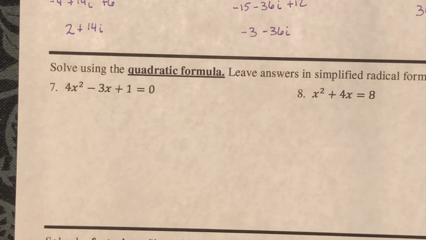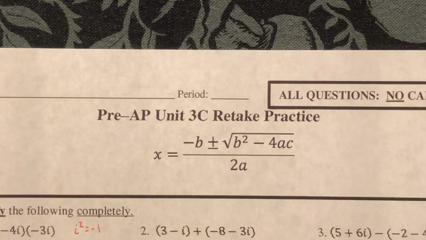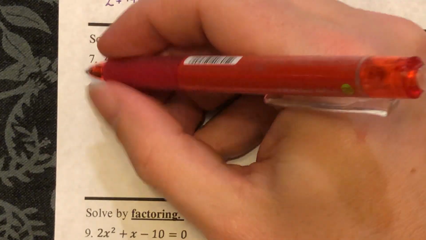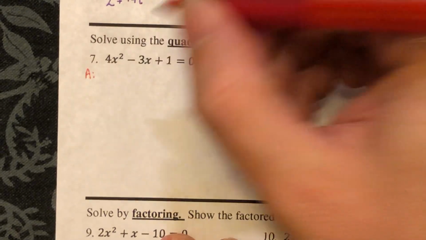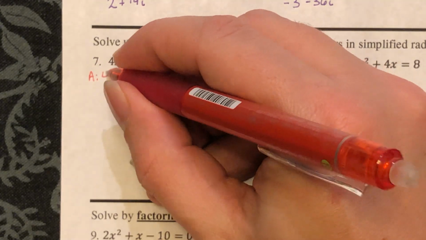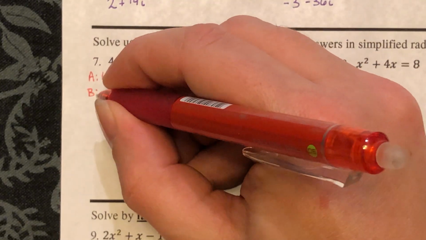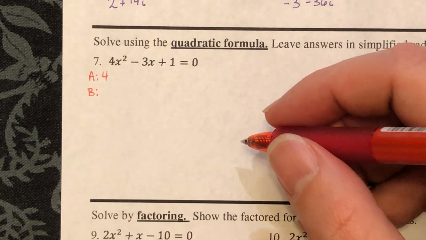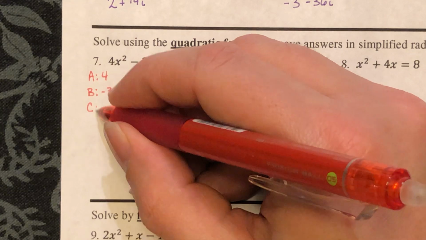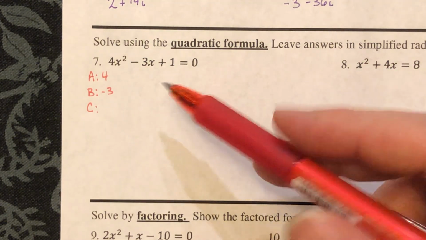For 7 and 8, it wants us to use the quadratic formula to solve these. So the quadratic formula is given to me up here. I need to first identify my a, b, and c values. So my a value is the coefficient of the x squared term. So here a is 4. b is the coefficient of my x value, so that is negative 3. And c is my constant, the one that doesn't have an x with it, so that is 1.